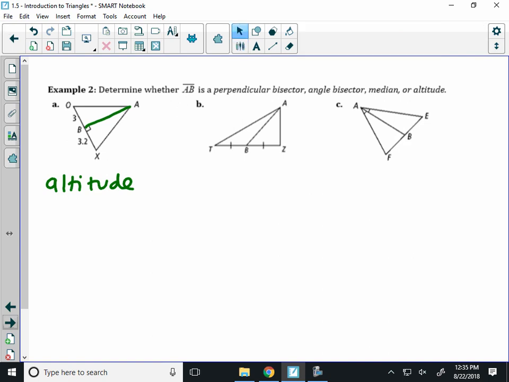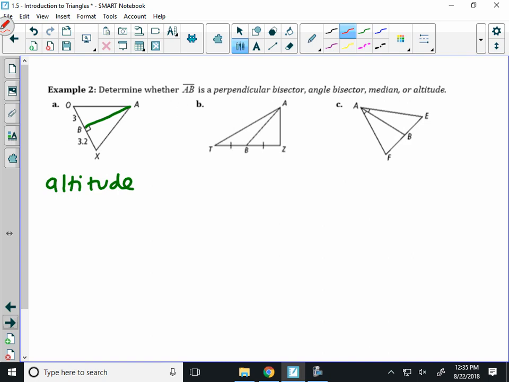What about B? Are there any right angles in B? No, I don't see any right angles. There's no boxes. All I see is that side being cut in half. So what do we call this, Bree? Angle bisector. Very careful. This side's being cut in half. But there's no right angles.